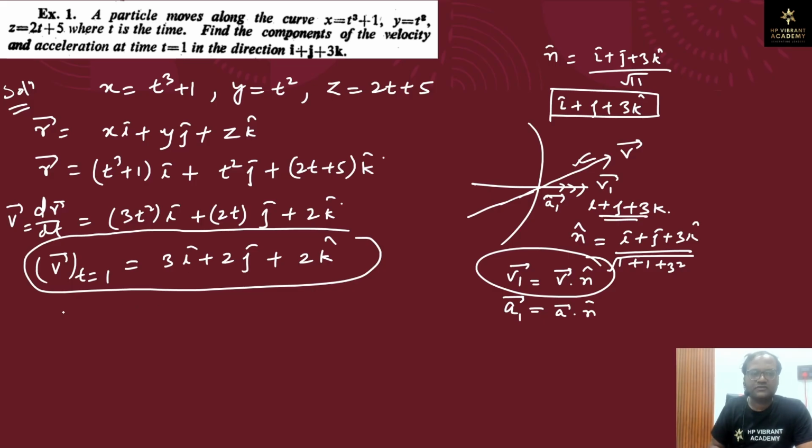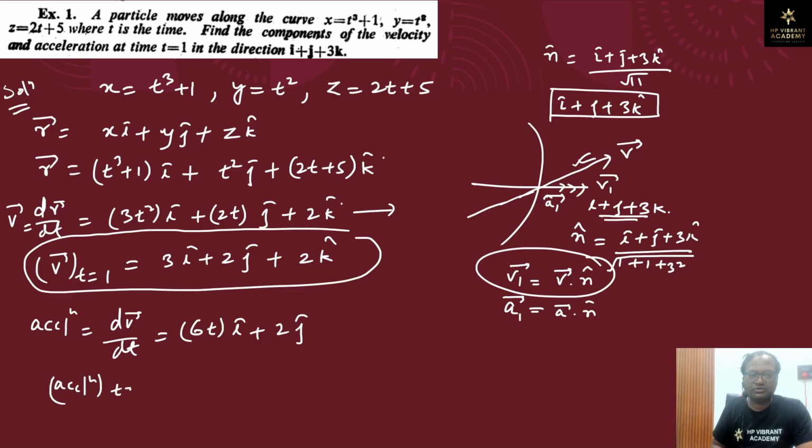Now let us find the acceleration. Acceleration is equal to dv upon dt. Let us differentiate this equation with respect to t. So this is 6t i cap + 2 j cap. So acceleration at t = 1 is 6i cap + 2j cap. So this is velocity and this is acceleration.